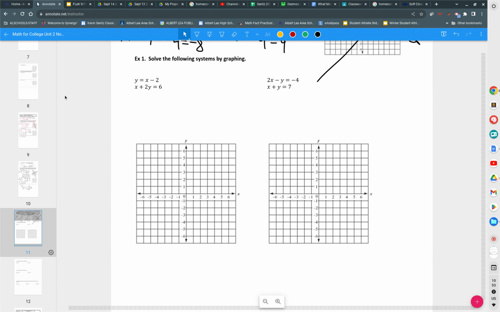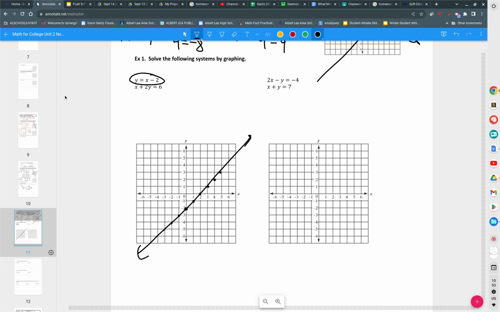First one we want to solve by graphing. Well, graphing, you guys are really good at that. I just take this equation, y equals x minus 2, and I'm just going to draw the graph. I go down 2, I go over 1, up 1. And I make my graph.